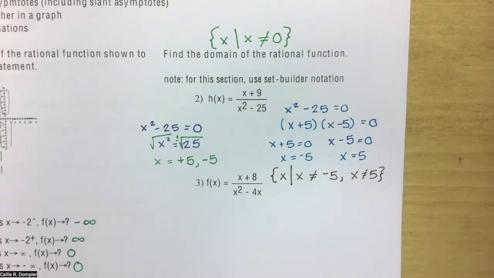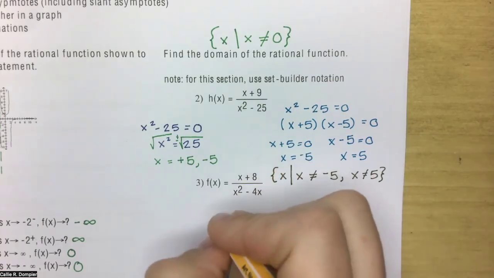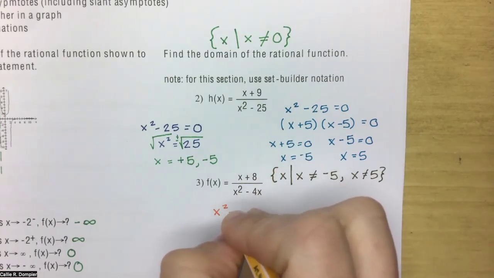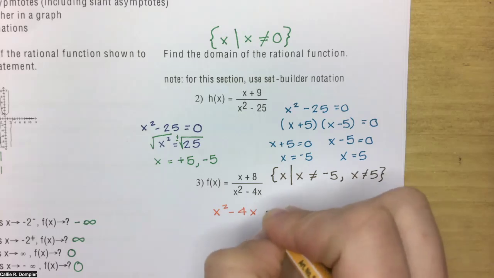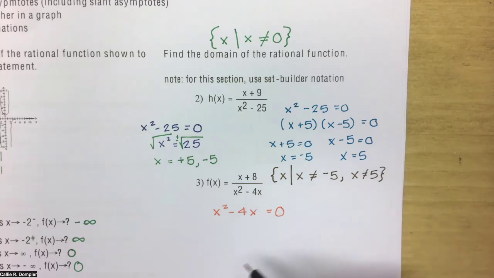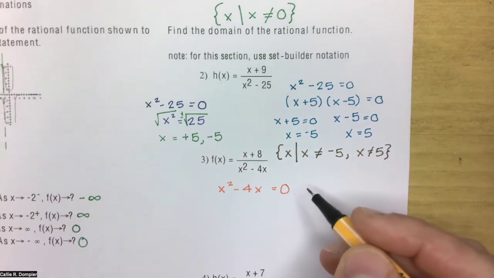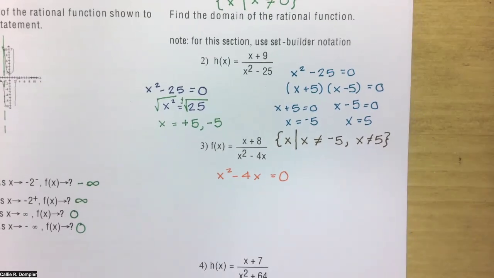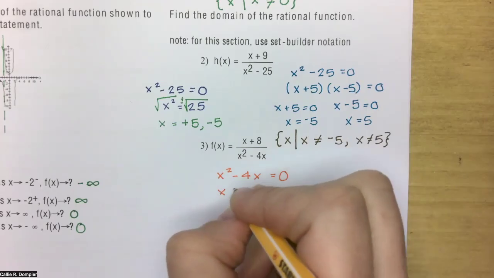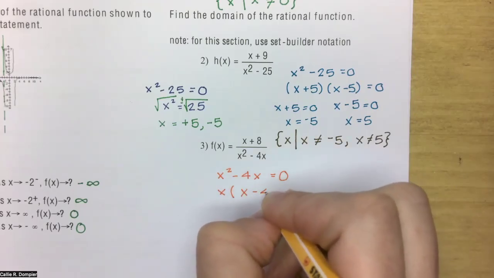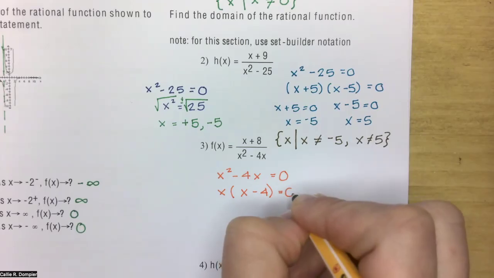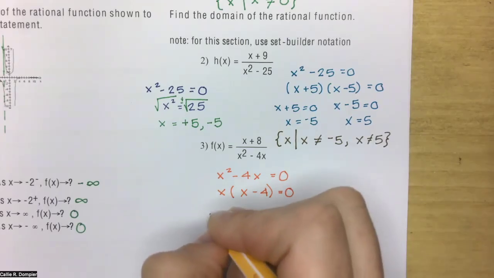Next one is f of x equals x plus 8 divided by x squared minus 4x. Again, we're just taking the denominator, x squared minus 4x, setting it equal to 0. Here I'm going to factor, okay? I'm going to factor because I see that both of those terms I can take an x out of. So I'll take the x out, and I'm left with x minus 4 equals 0. Good. Take each of those terms, set them equal to 0.